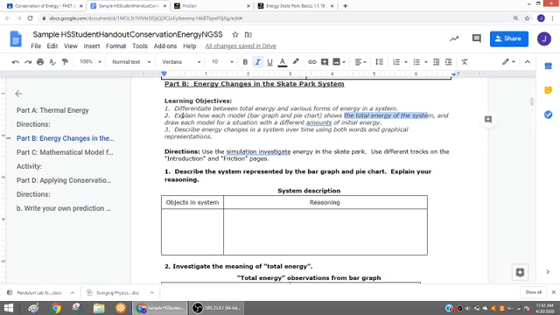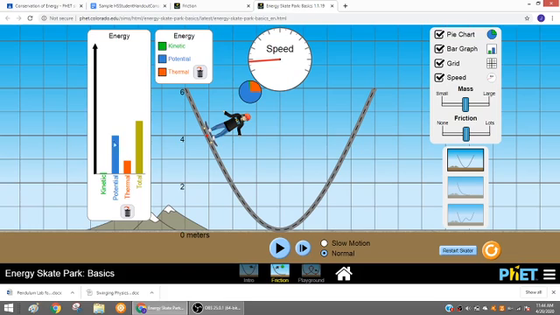And when it says explain, that's what we're going to be doing here in the reasoning section. Describe the energy changes in a system over time using both words and graphical representations. These are graphical representations here, and so is this here. Your pie chart, that's a graphical representation, and so are these bar graphs here.